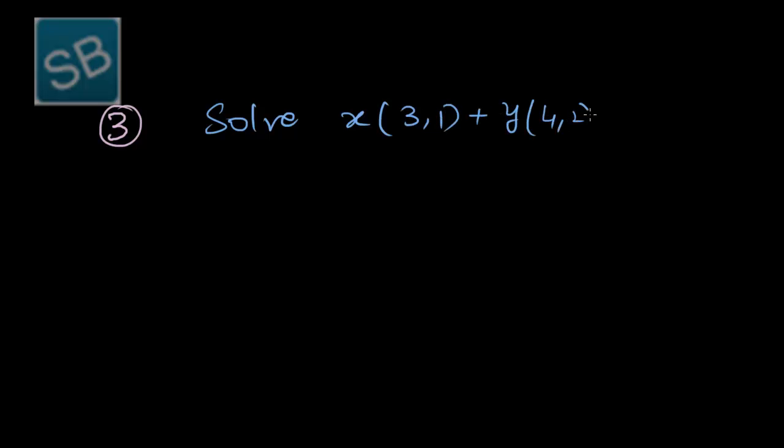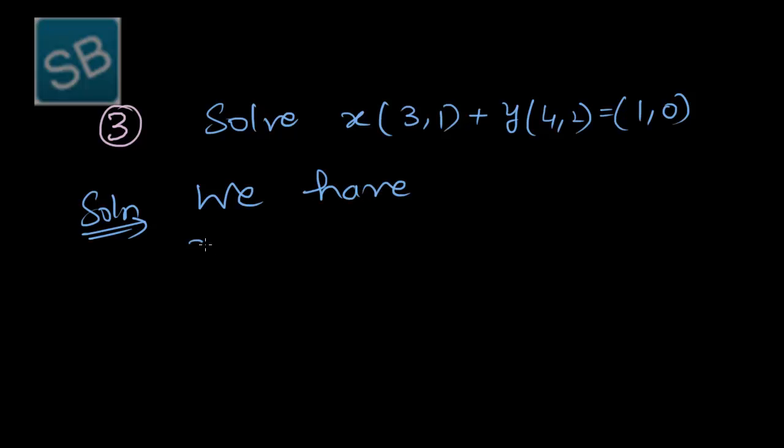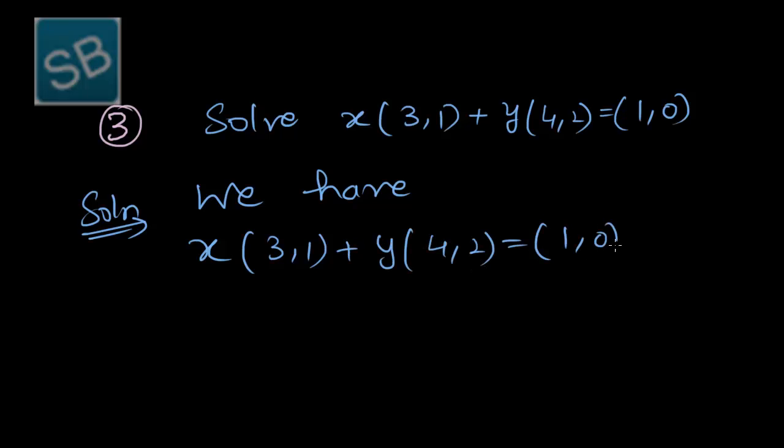Now the next problem is: solve x times 3, 1 plus y times 4, 2 is equal to 1, 0, where x and y are scalars. So the solution is, as we have x times 3, 1 plus y times 4, 2 is equal to 1, 0.